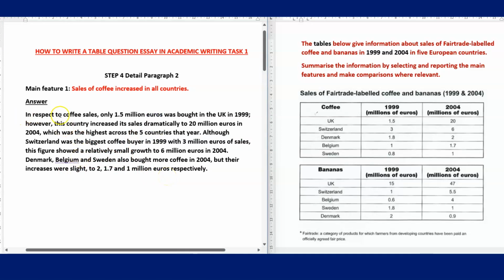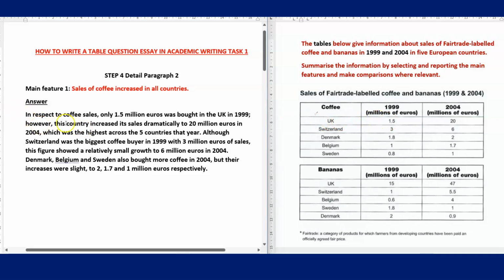So in respect to coffee sales, now it will direct the examiner's mindset to coffee. He knows that you're going to talk about coffee. So in respect to coffee sales, only 1.5 million euros was bought in the UK in 1999. So 1.5 million goes here. You see 1.5 million, okay?